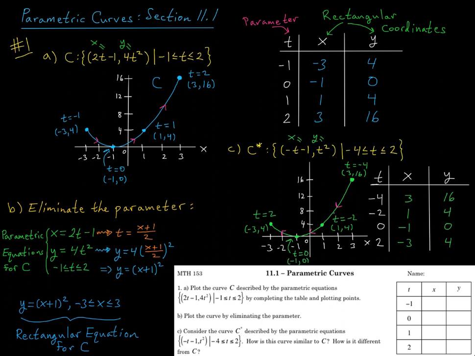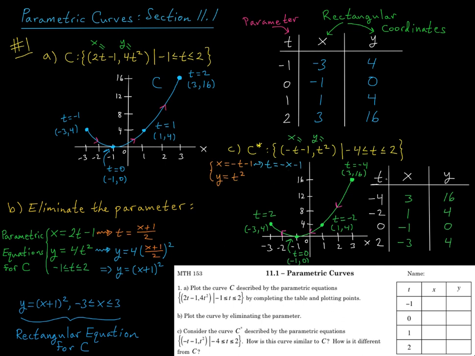You might say, well, wait a minute, is this actually a portion of a parabola? Is it the same portion of the same parabola that we're seeing here in part C? Well, to nail that down, let's go ahead and eliminate the parameter just like we did in part A. Okay, x is -t minus 1, and so t is -x minus 1.